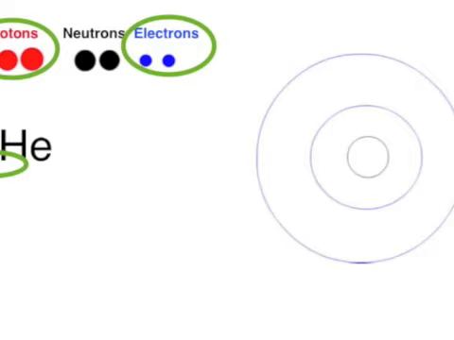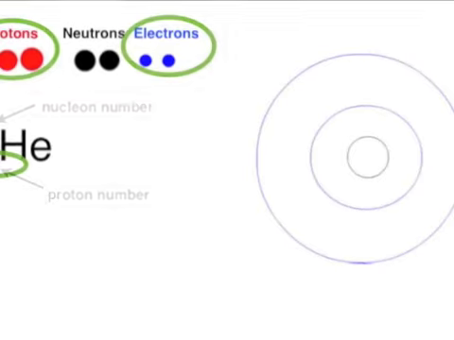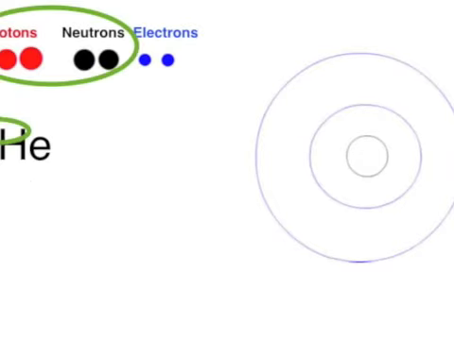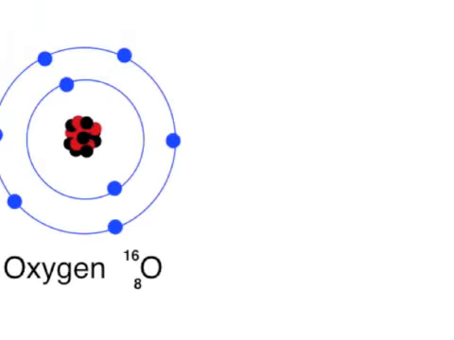In an atom such as this, which is electrically neutral, the number of electrons will be the same as the number of protons. The number above the symbol is the nucleon number. It is the total of the number of protons plus the number of neutrons. We'll look at this information with a couple more examples.